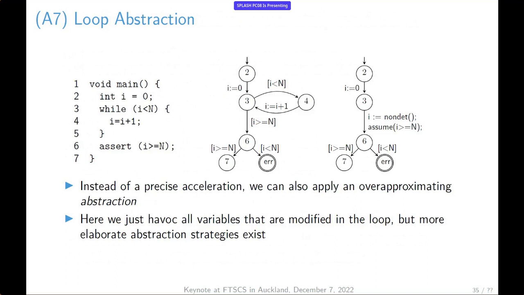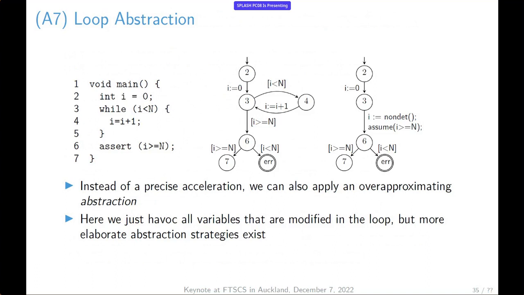This is the control flow automaton. Basically, it's an internal representation of the same program. So this is the loop here. We increase i as long as i is not equal to n yet. And then we go out and we have an error if i is less than n, right? And now we could abstract.